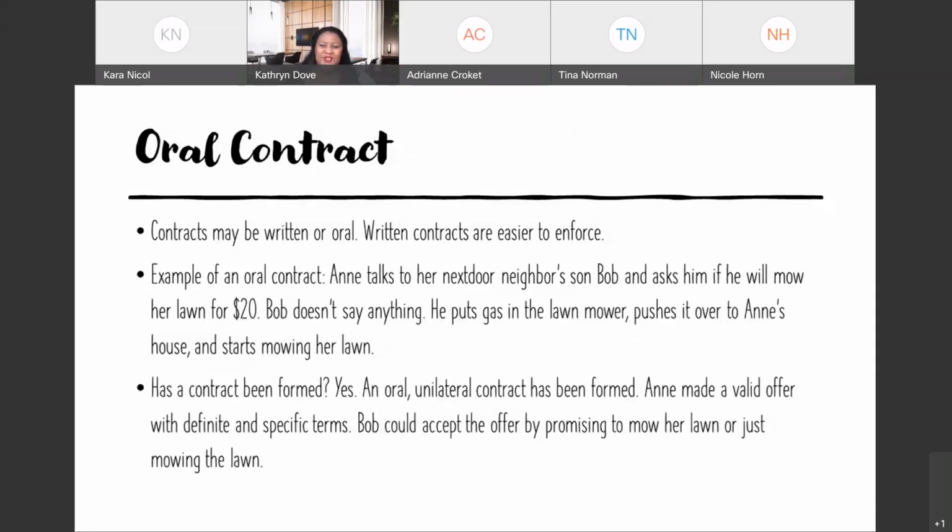So let's get back to oral contracts. Contracts may be written or oral. We know because of the he said, she said problem. Written contracts are easier to enforce. You can even bring a text message into court now. You can bring an email into court.